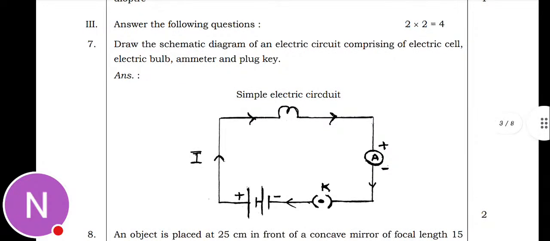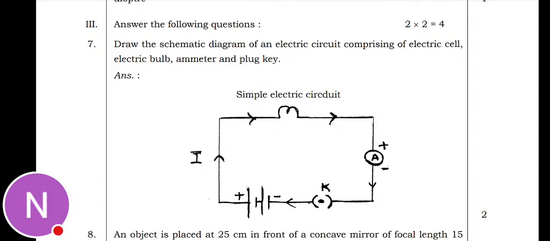So it is a circuit. It's simple. It's an electrical circuit. Here it is the electrical cell, here plus and minus, it is the battery. Here it is the key, and here it is the bulb. And here current is passing, so the ammeter is here. They should be connected to each other.